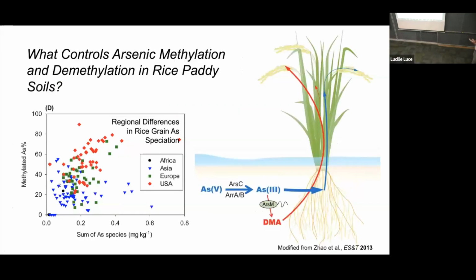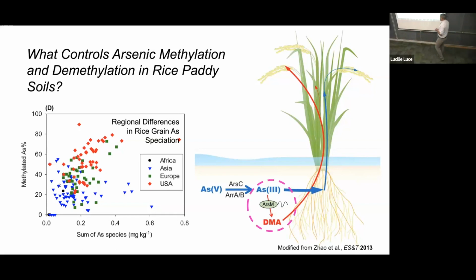There are also large-scale variations in methylated arsenic fractions regionally. If you look here, in the US, grown rice tends to have a higher methylated arsenic fraction. Rice grown in Asia tends to have a lower methylated arsenic fraction. These patterns are not well understood at all. This is from a paper that was 10 years old, but in the past decade there hasn't been much actual advancement in understanding.